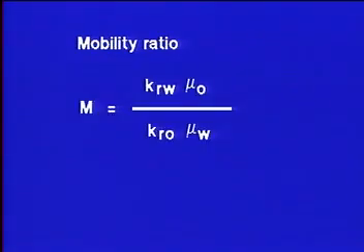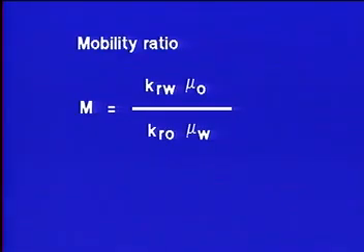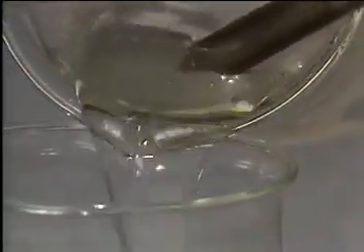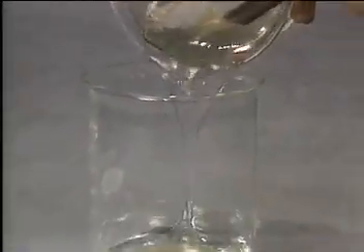Since we cannot easily alter the reservoir's permeability, we have only two choices for reducing M and thus improving recovery. We may reduce the viscosity of the oil or increase the viscosity of the displacing fluid. We can reduce the oil viscosity by heating it, or increase the viscosity of the displacing water by adding some polymers to it. Polymers thicken it, as we see here.